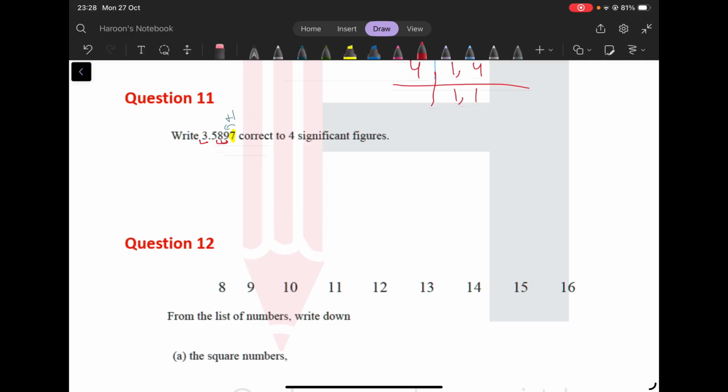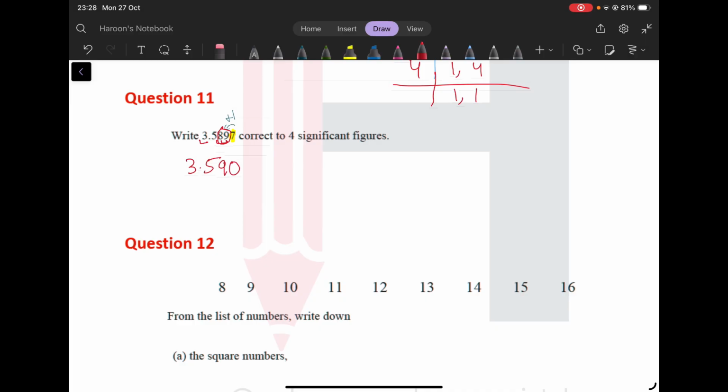So that 1 carries to the previous digit, 8. So it would be 8 plus 1. So it becomes 9. Or you can have a look at the last 2 digits combined, 89. This would become 90. So this becomes 3.590. You need to write the 0 at the end.